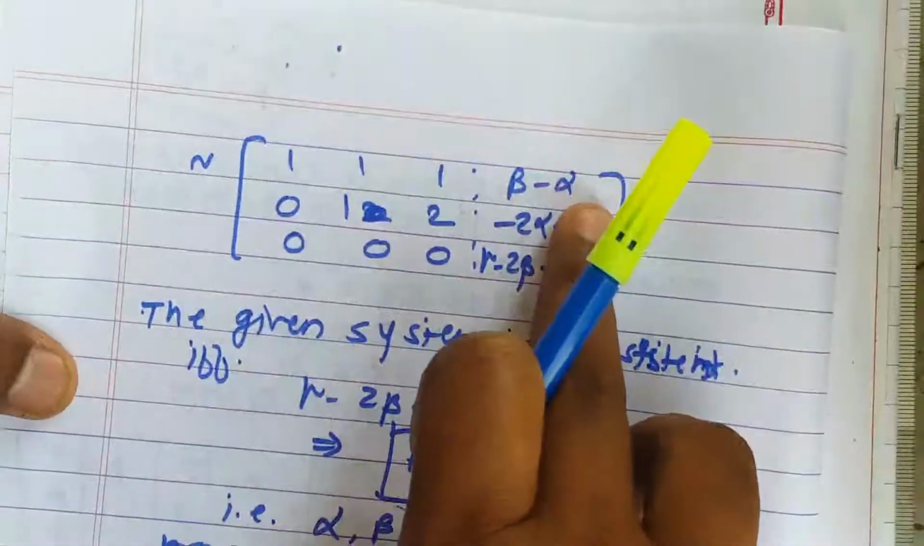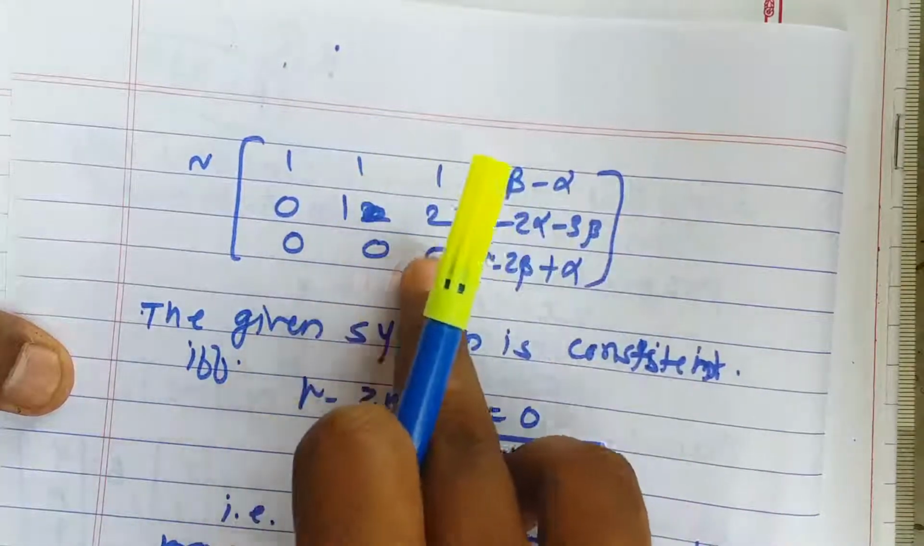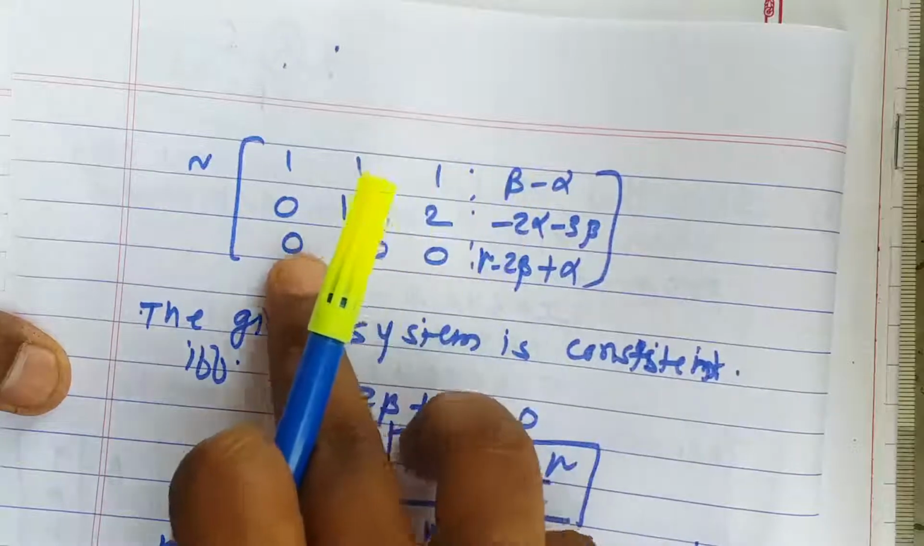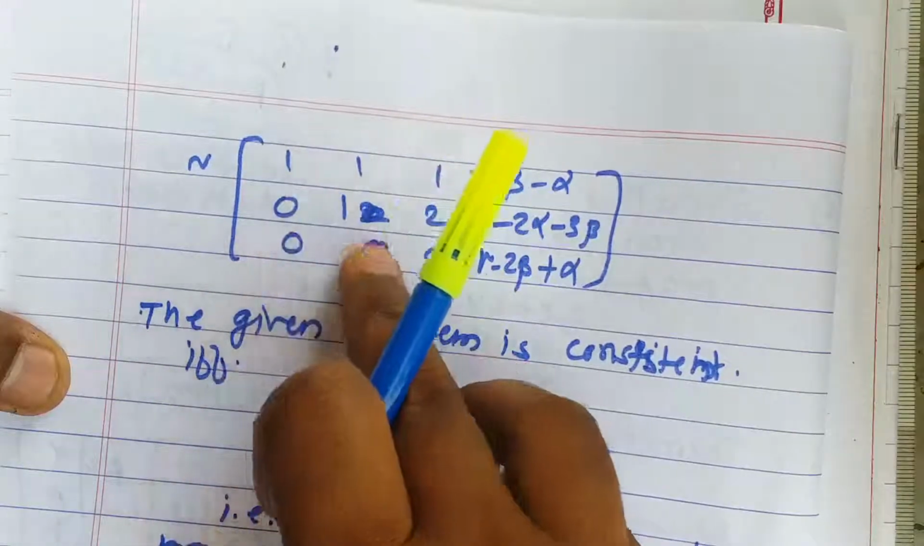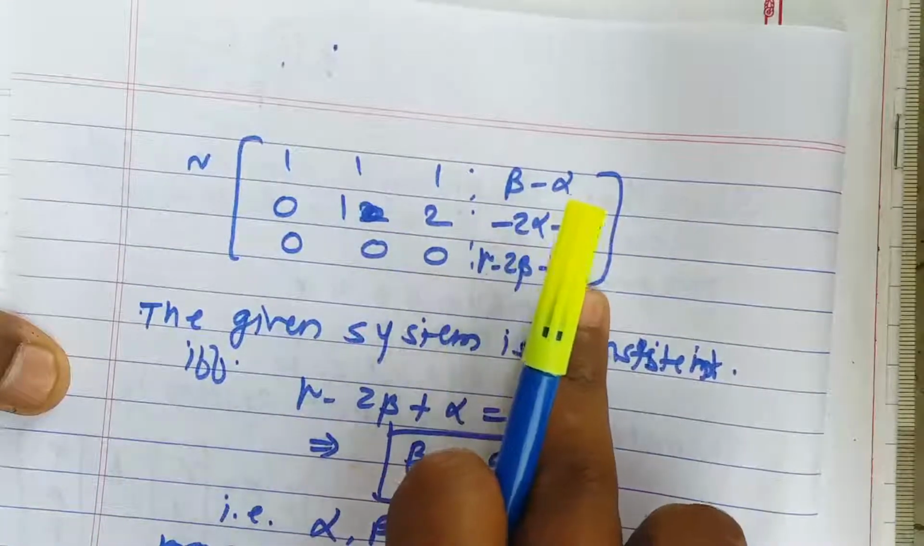1 1 1. The first row will be as it is. Here we'll get 0 1 2, minus 2 alpha minus 3 beta, 0 0 0. The last row will become 0 because 2 2 2 we have everywhere: 2 minus 2 is 0, 2 minus 2 is 0, 2 minus 2 is 0. And here we'll have gamma minus 2 beta plus alpha. Let us see how.